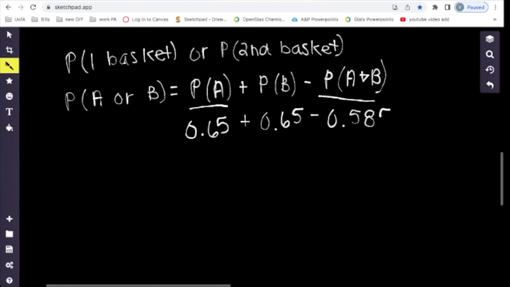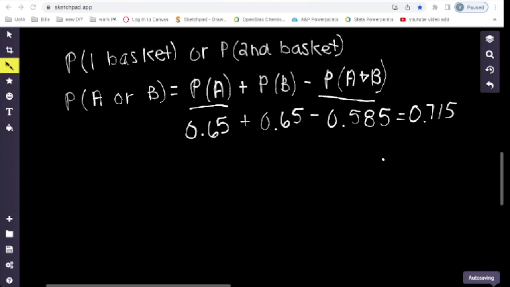Okay, so after we add all of those together, we would say the probability of making the first or the second basket is 0.715. Okay, now let's ask ourselves, is this event independent? No, because the probability of B and A occurring are dependent on each other.